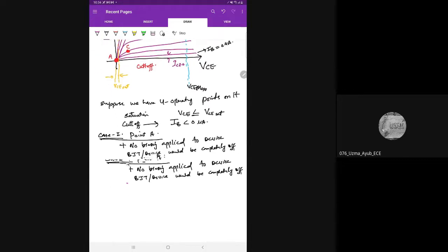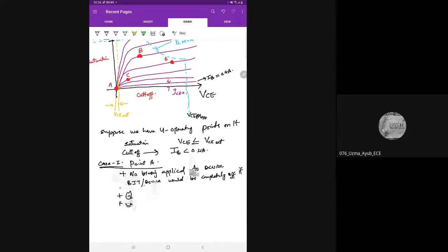तो Q point, as I said, Q point के coordinates होते हैं VCE और IC के. So what will be the coordinates of Q point? Q point will be at A. तो Q point हमारा होगा फिर A पे.